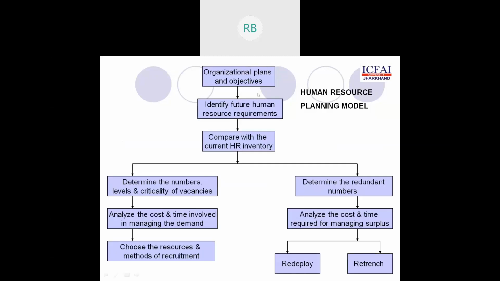Organization plans and objectives. Identify the future human resource requirement. All this I have already finished. Compare with current HR inventory. That is how much people you need and all. This is divided into two. Determine the number, level, and criticality of vacancies. Analyze the cost of time involved in managing the demand. Choose the resources and methods of recruitment. Determine the redundant numbers. Analyze the cost and time required for managing surplus, redeploy, and retrenchment.